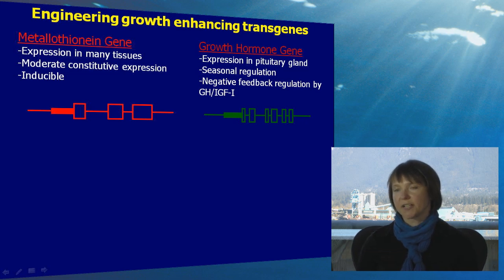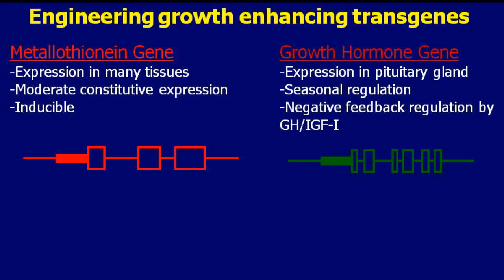This strain of fish incorporates parts of two different genes. So we have the metallothionein gene, which you don't have to worry about the name of. It's just a protein that's expressed widely throughout the body, so in a number of different tissues, and it's expressed at a moderate level. The other gene is the growth hormone gene that we're interested in. Typically, it's expressed only in the pituitary gland, so a very specific location within the fish.